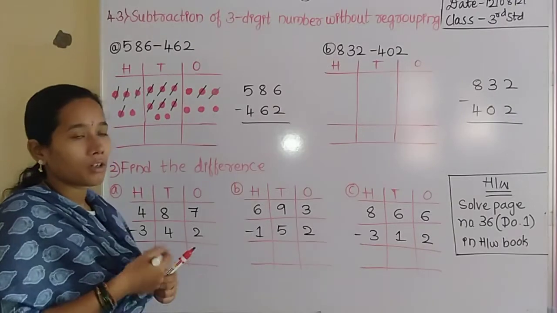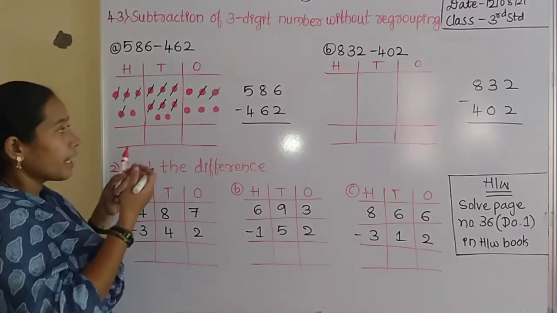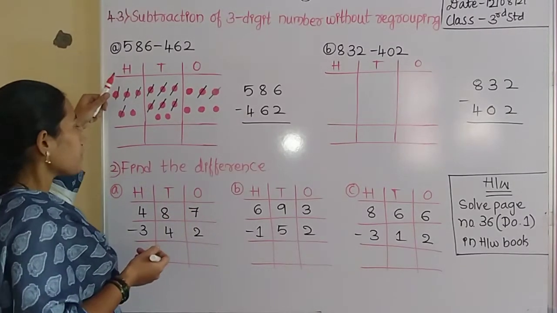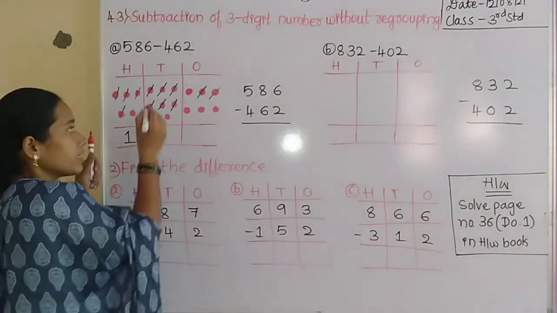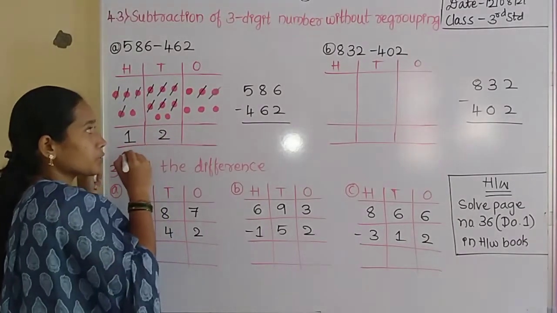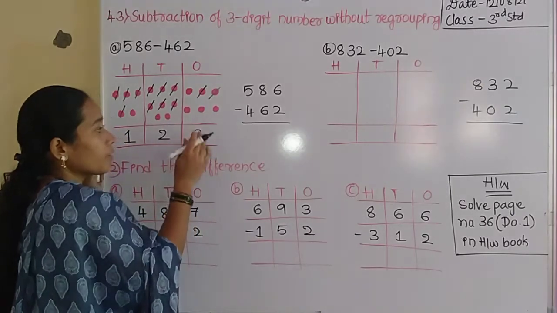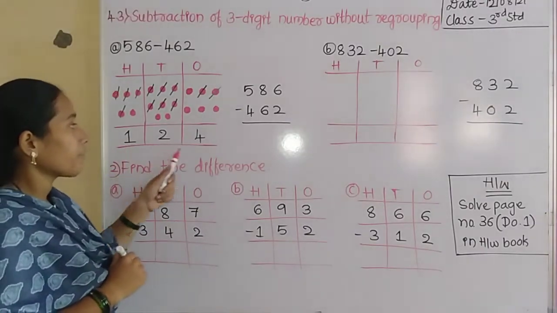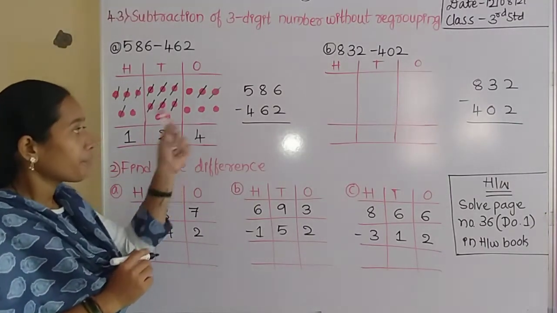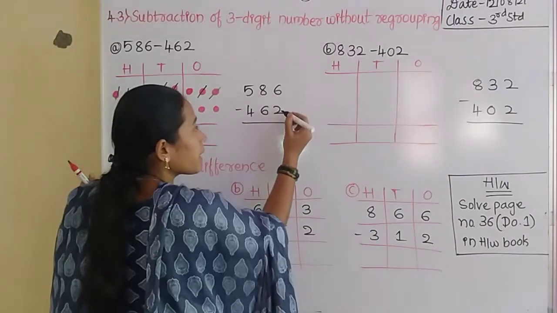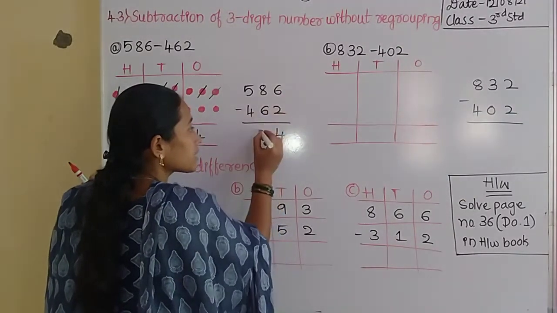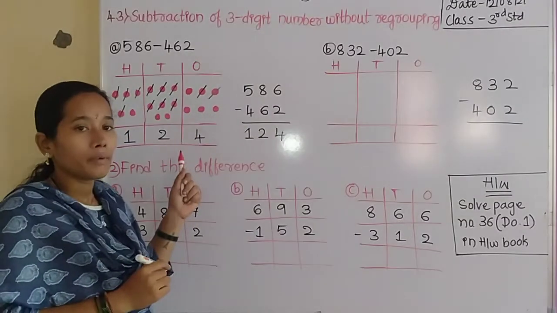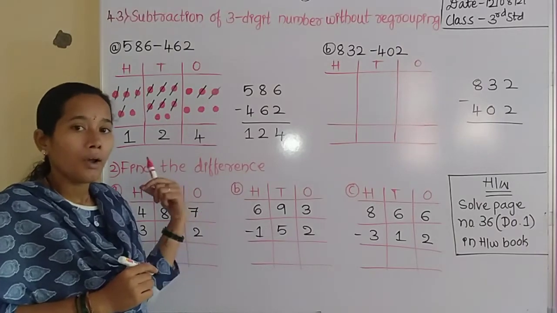And the next step is we have to write the remaining dots with respect to their placements. See, in the hundreds position only 1 is there, so write 1. Then in the tens position 2 dots are there, write 2. And in the ones position 4 dots are there, so write 4. Okay, so the answer is 124 with respect to their placements. Then write directly: 6 minus 2 is equal to 4, 8 minus 6 is equal to 2, 5 minus 4 is equal to 1. So we get the same difference from both methods.